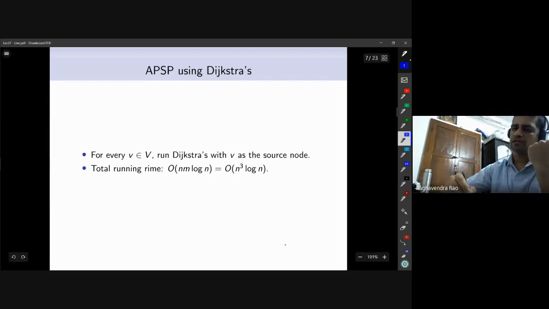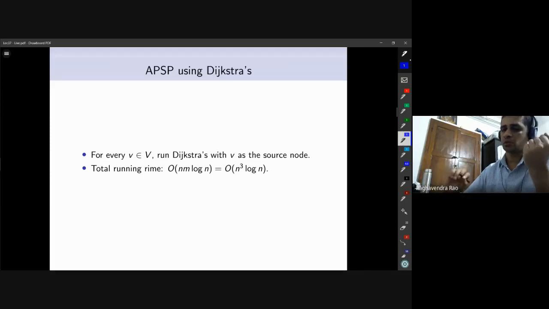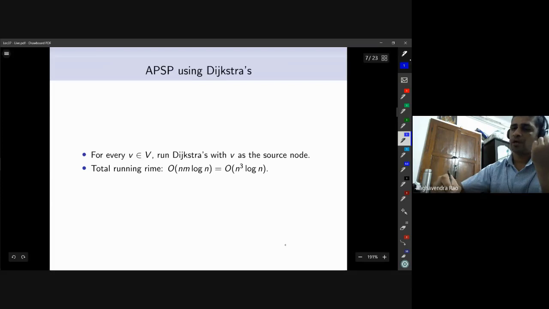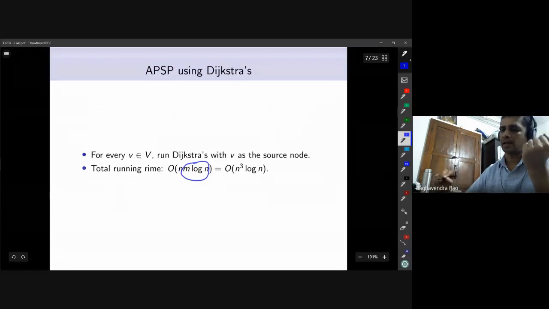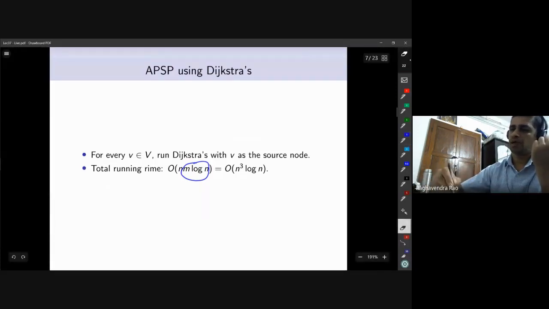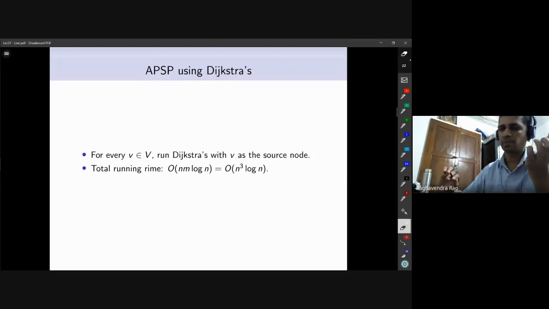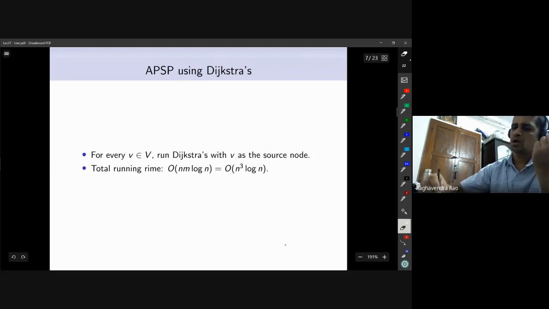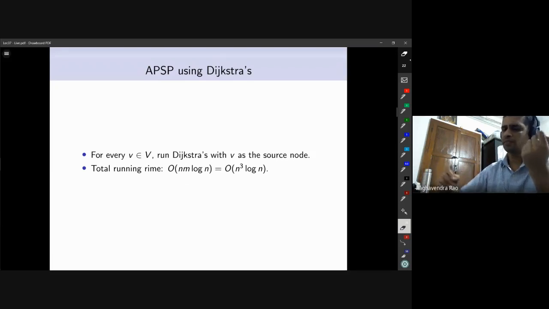So for every vertex, we run Dijkstra with v as a source node. The running time will be m log n for a single run of Dijkstra, multiplied by n, so a total of n m log n. I'm just assuming the regular heap implementation, not the Fibonacci heap implementation. So this will lead to order of n cubed log n. If you use a Fibonacci heap, there will be a slight saving there. This will be order of n cubed.